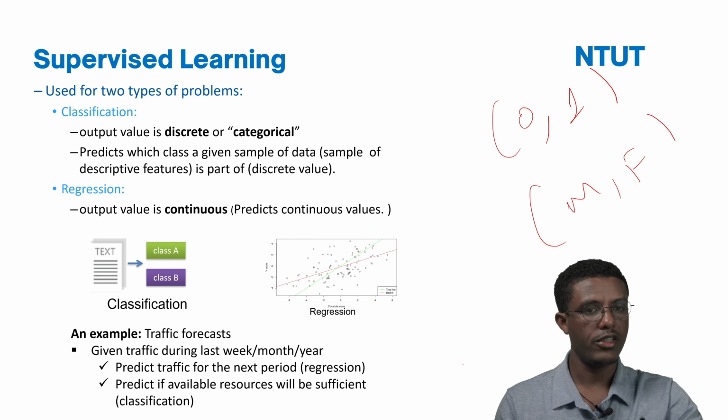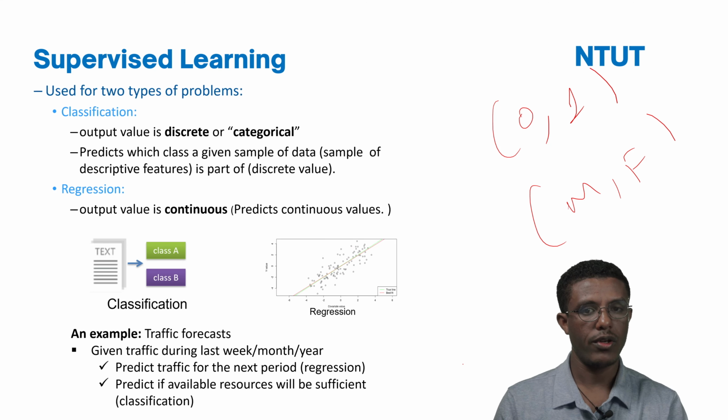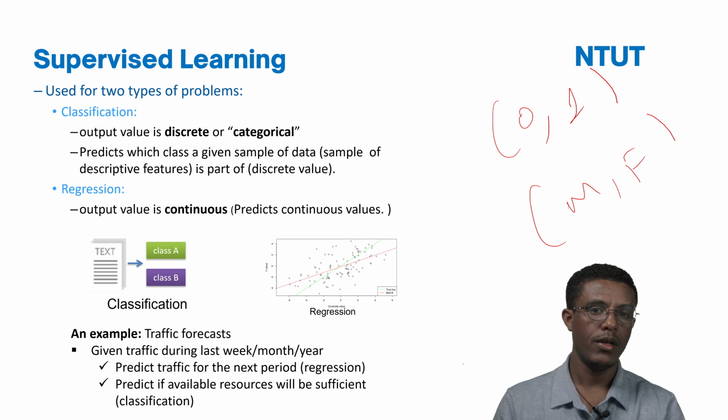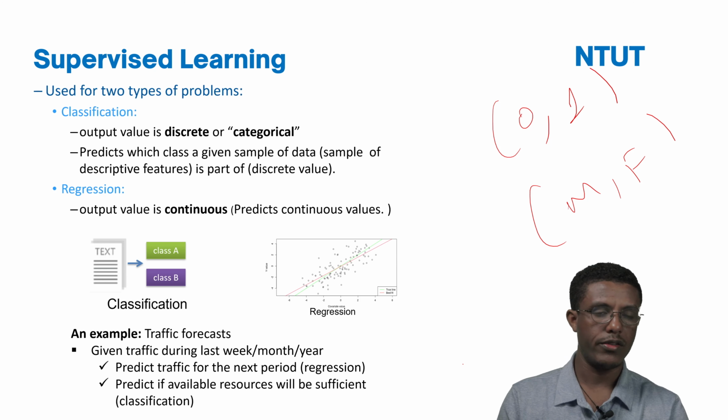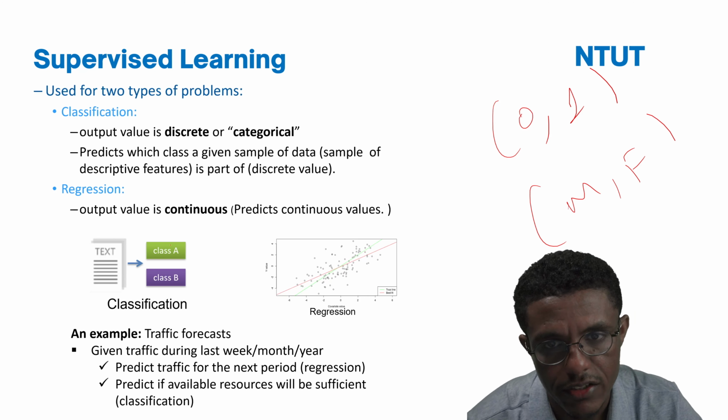Is that a dog or a cat? Is that this type? In the car example, it's categorical, whether it is a bus, a car, or a bike. So we categorize like this one. And that is called classification.